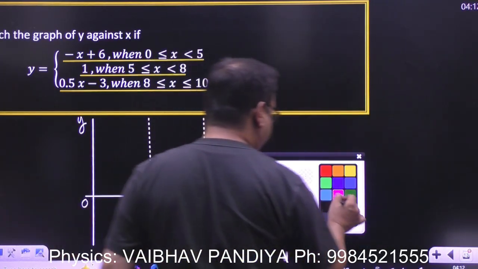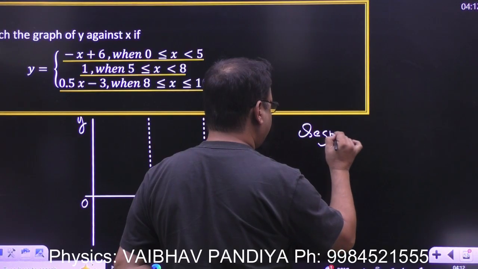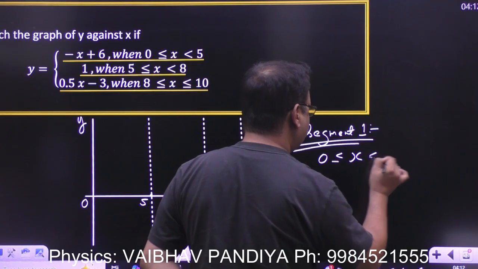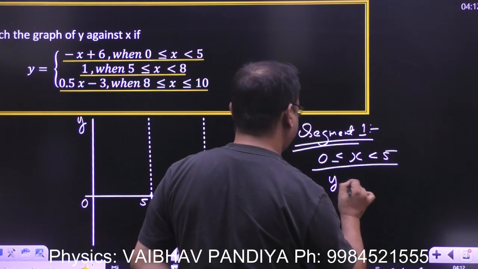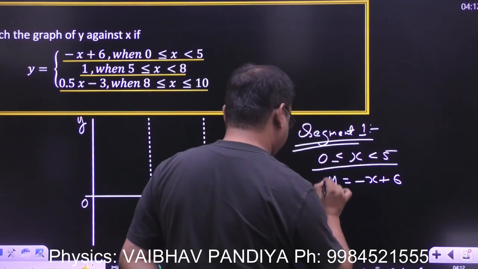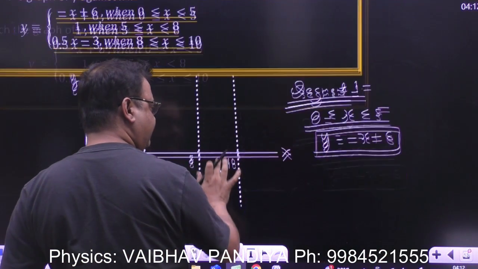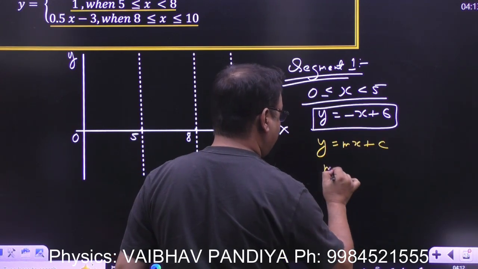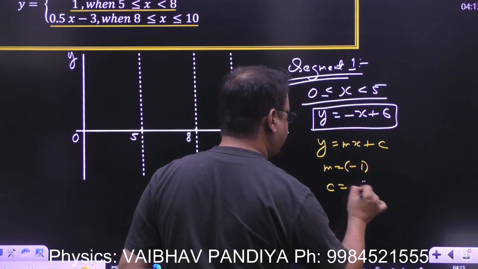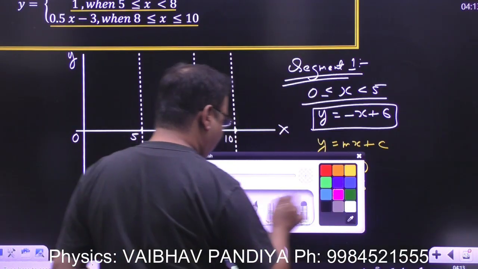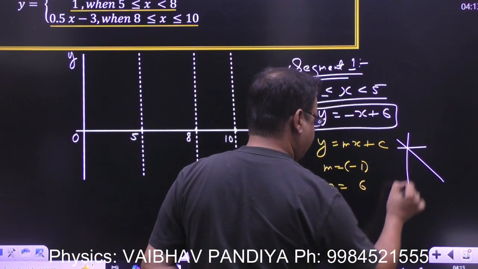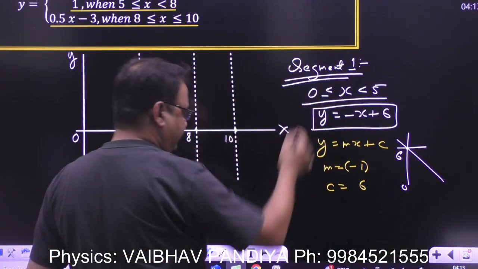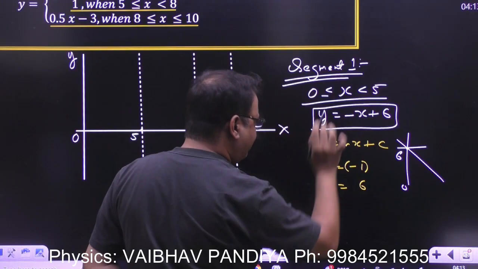Now in the first segment, I have the equation when x is between 0 and 5. So I have y is equal to minus x plus 6. Okay. Now we know the basic skill of making the graph. If you compare it, y is equal to mx plus c, so m is coming to be minus 1 and c is coming to be 6, correct? So the line will go downward and the intercept will be how much? 6. And it will go till where? Till 5.